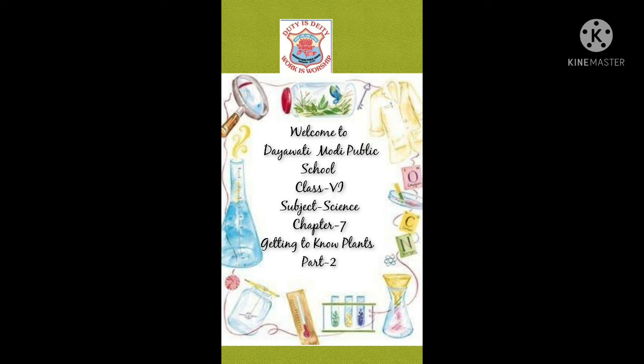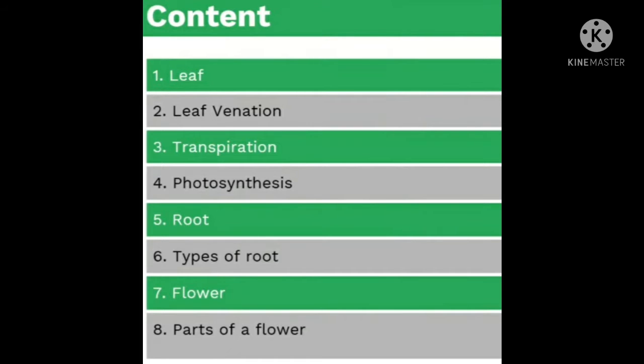Chapter 7, Getting to Know Plants. In this part, we are going to know about different parts of plants in detail and their function. As in the previous part, we have studied about different types of plants: herbs, shrubs, trees, creepers, climbers. In this part of the lesson, we are going to study in detail about leaf venation, transpiration, photosynthesis, root, types of root, flower, and parts of a flower.